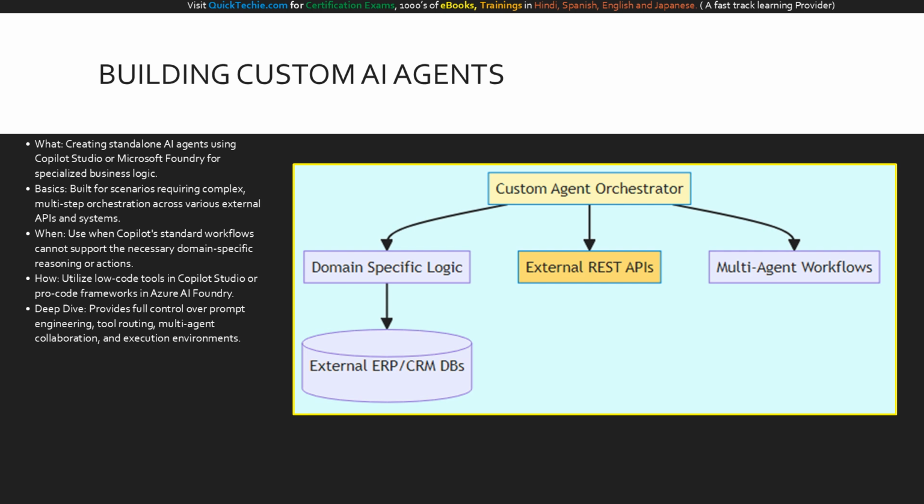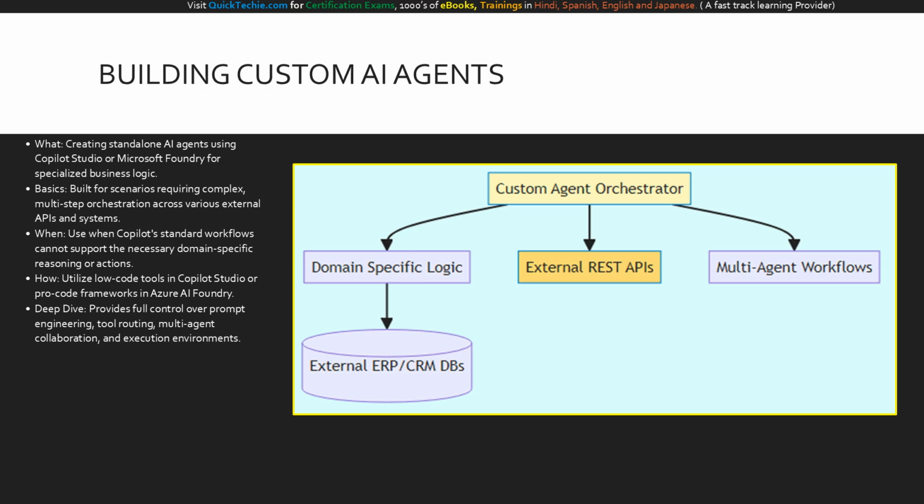For the deep dive, building custom agents gives you absolute architectural control. You dictate the prompt engineering, govern exactly how tools are routed, design multi-agent collaboration patterns, and select the specific foundational models that run the workloads.